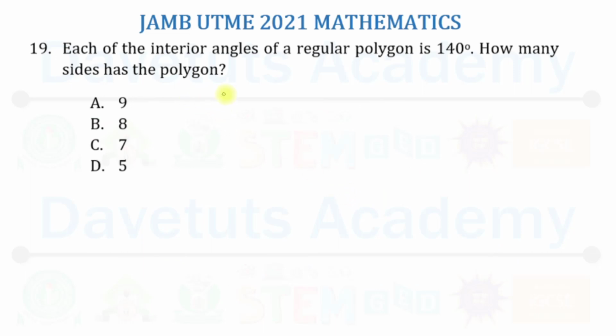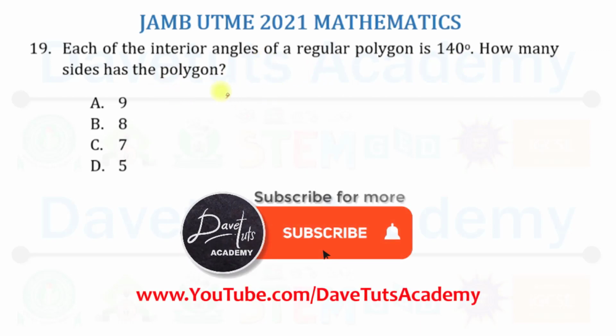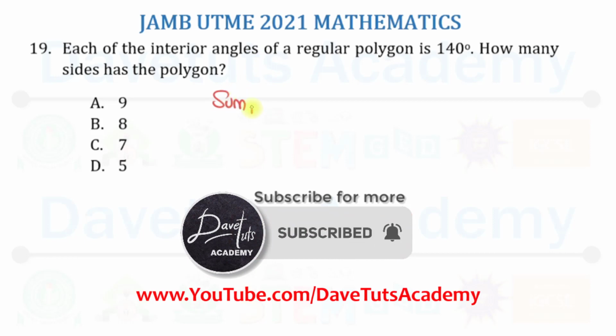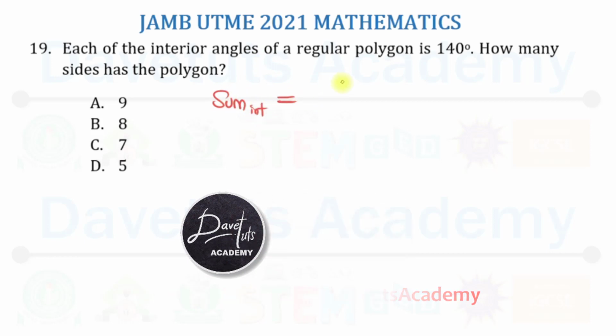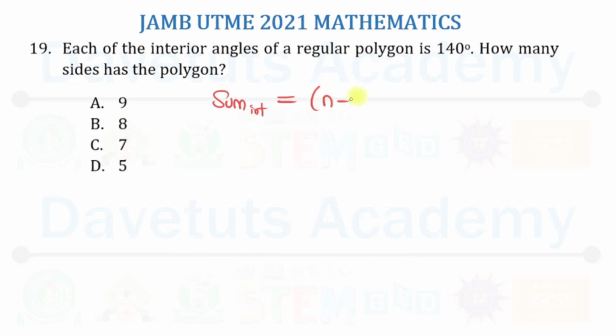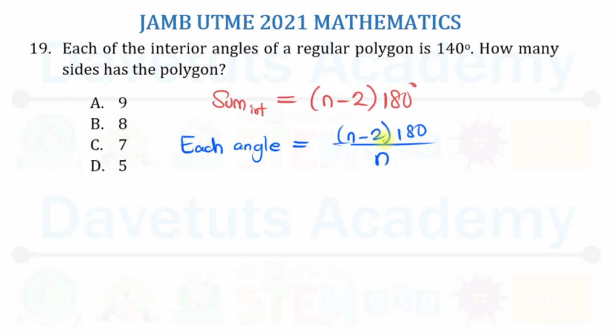So here in this question, we are told that each of the interior angles of a regular polygon is 140 degrees. How many sides has the polygon? There is the formula that the sum of the interior angles of a polygon is generally given as n minus 2 multiplied by 180 degrees. And then if that is the case, like in this question, each angle will now be that sum divided by the number of sides.